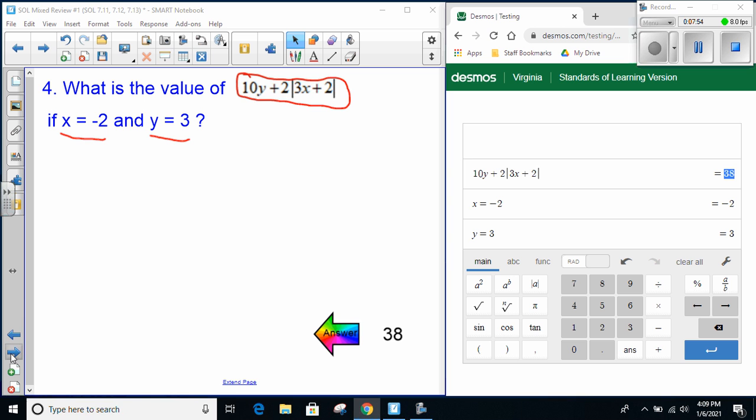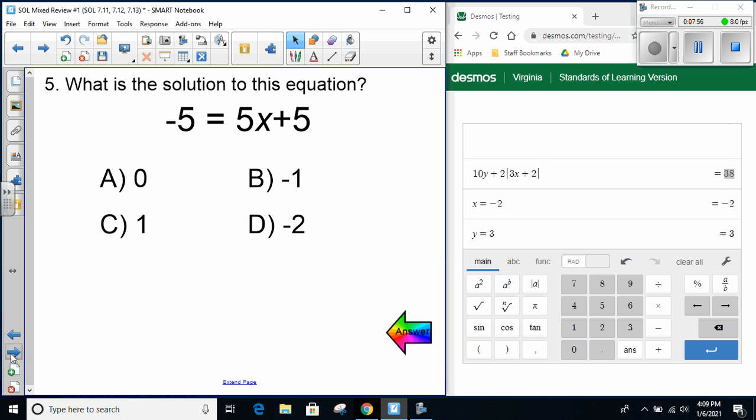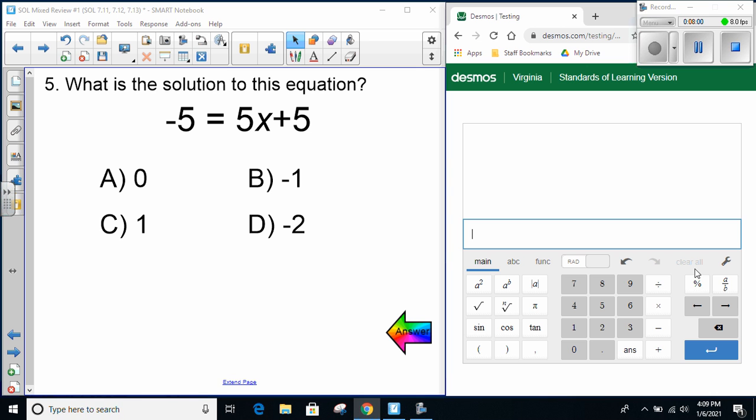Let's take a look at question number 5. Question number 5 says, what is the solution to this equation? -5 equals 5x plus 5. So this is asking us to solve for x. It's asking us what does x equal after we solve this two-step equation. I want to show you how to use Desmos to solve here.